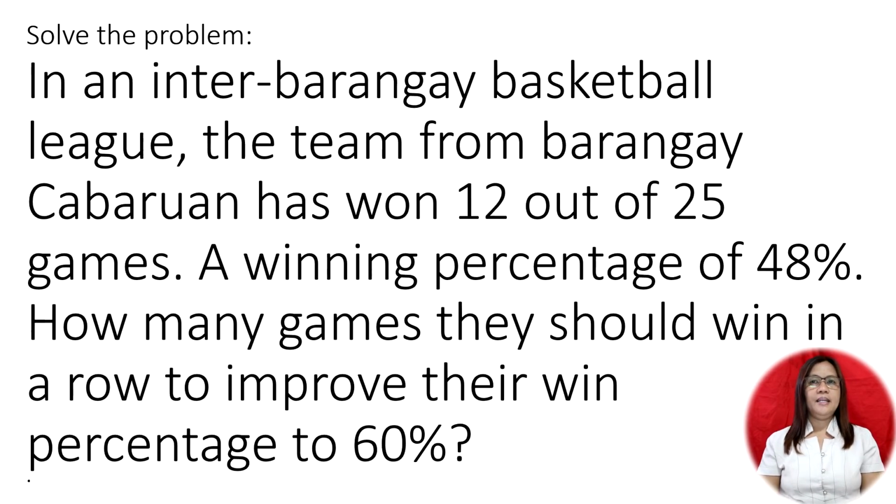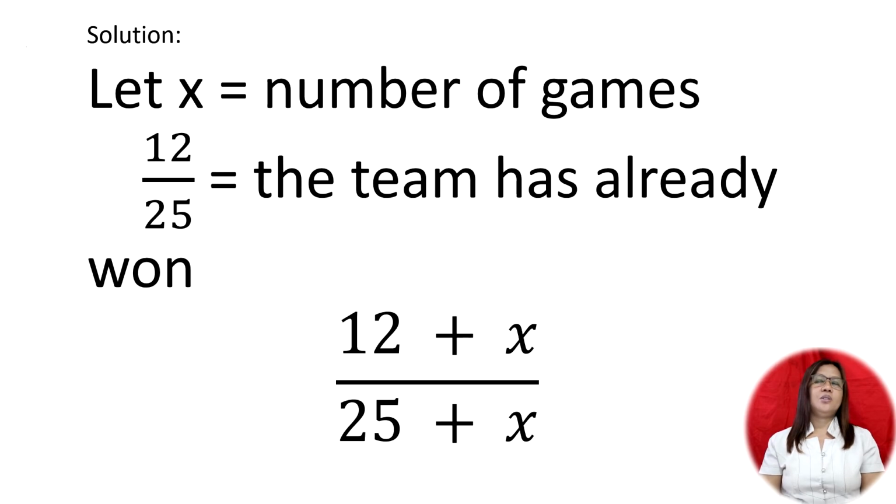Solve the problem. In an inter-barangay basketball league, the team from Barangay Cabarwan has won 12 out of 25 games, a winning percentage of 48%. How many games should they win in a row to improve their win percentage to 60%? Solution: let x represent the number of games that they need to win to raise their percentage to 60%, or 0.6. The team has already won 12 out of their 25 games.